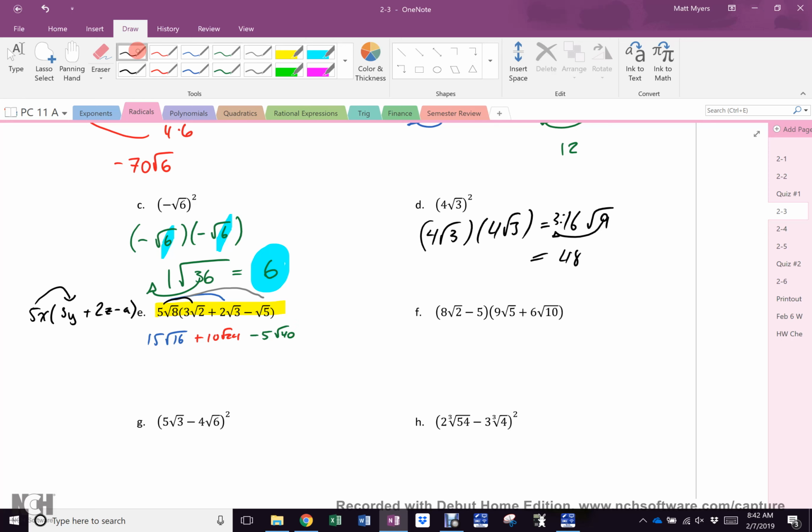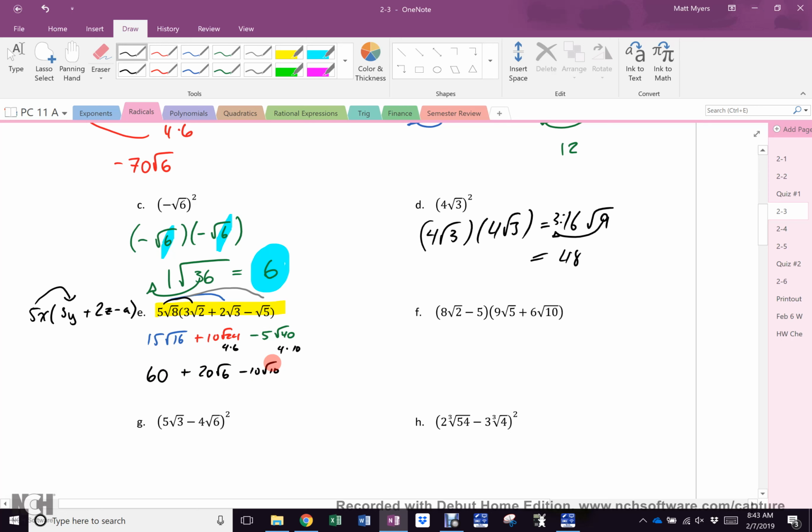Simplify everywhere we can. What is this? 4 times 15, which is 60. Plus 24 is 4 times 6. So what comes out? 20 root 6. 40 is 4 times 10. So what comes out? Minus 10 root 10. And I'm done.